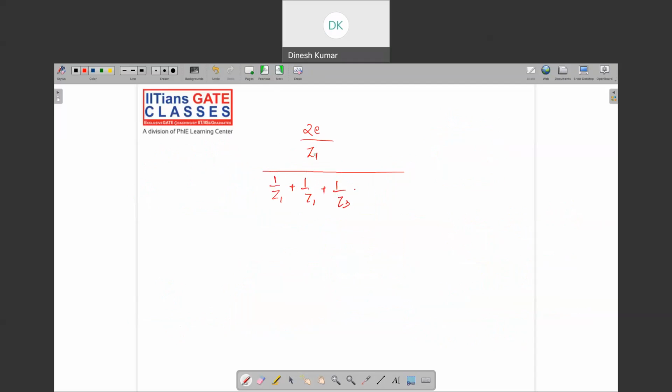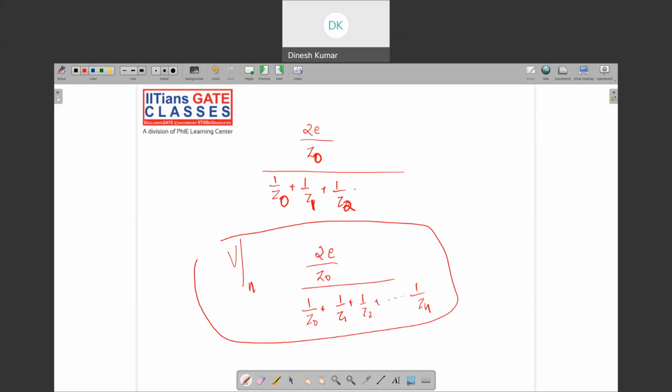Sorry, this will be 2E by Z0, because we are starting from Z0. If there are n such transmission lines starting from a single point, the voltage at that point is 2E by Z0 divided by 1 by Z0 plus 1 by Z1 plus 1 by Z2, etc., up to 1 by Zn. This is very important.